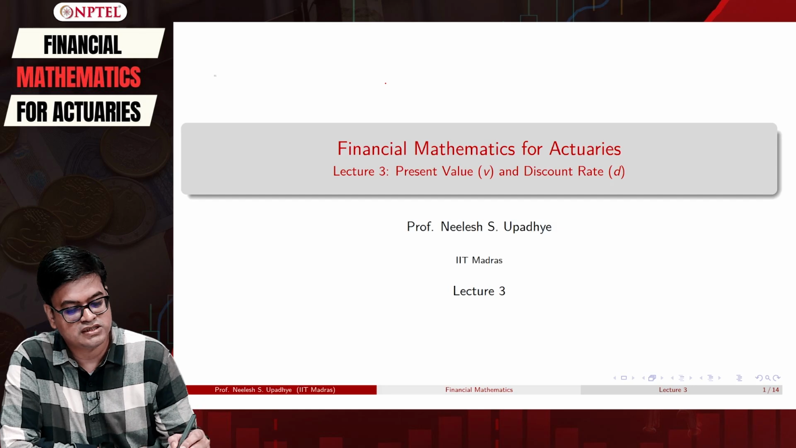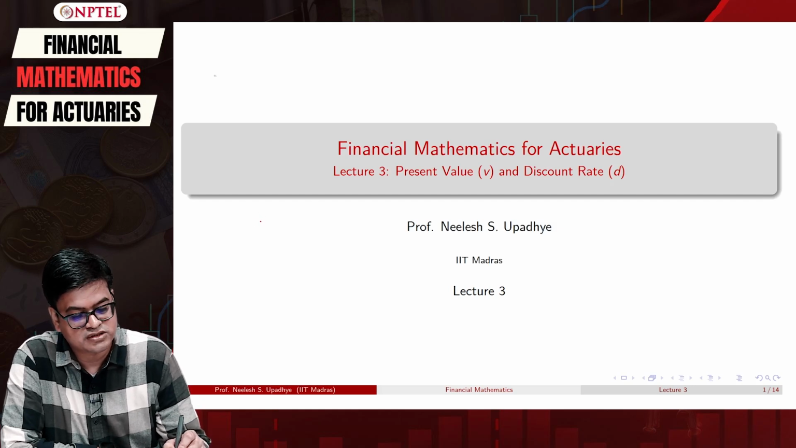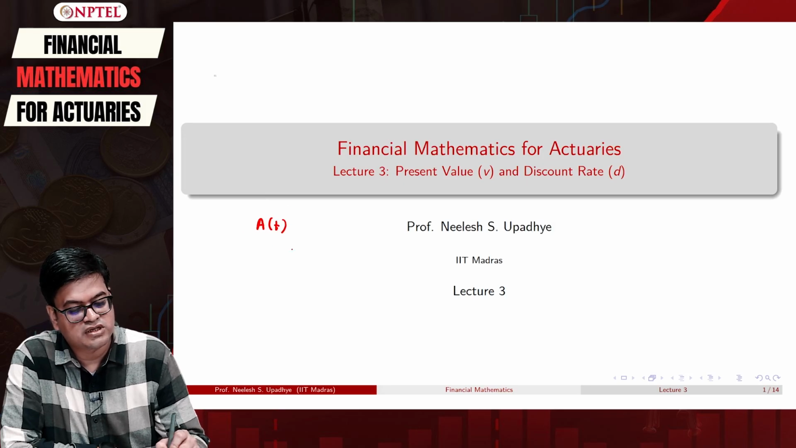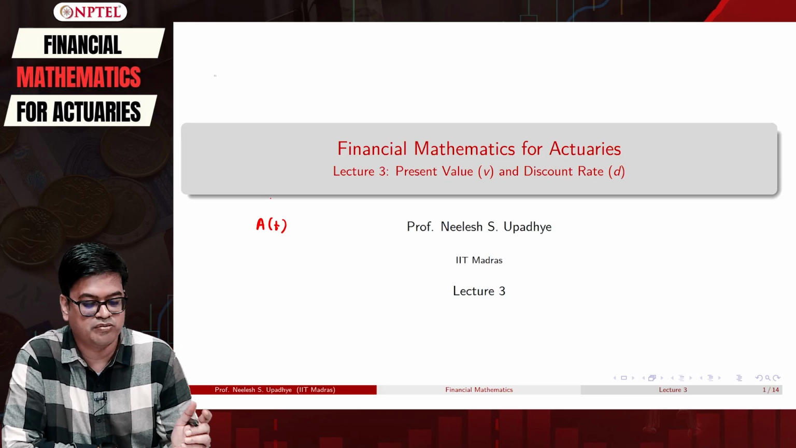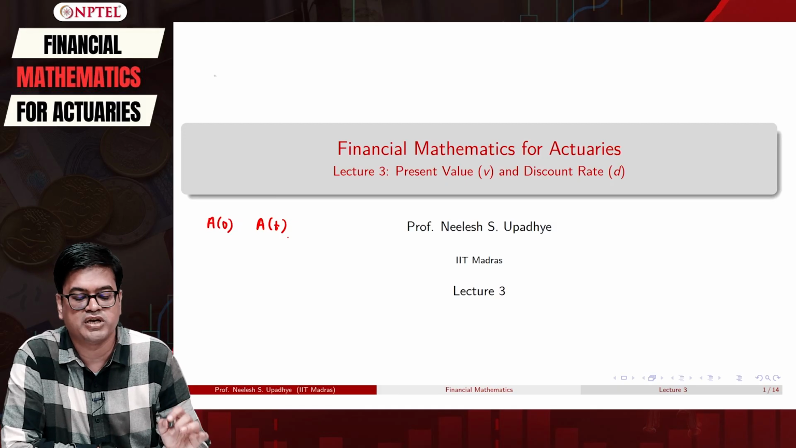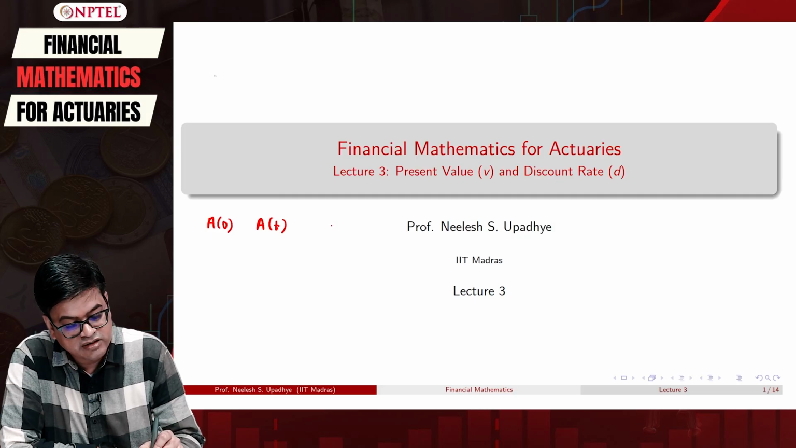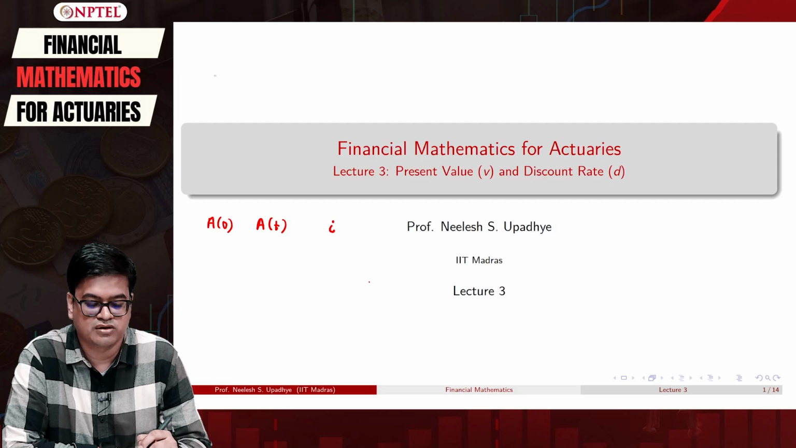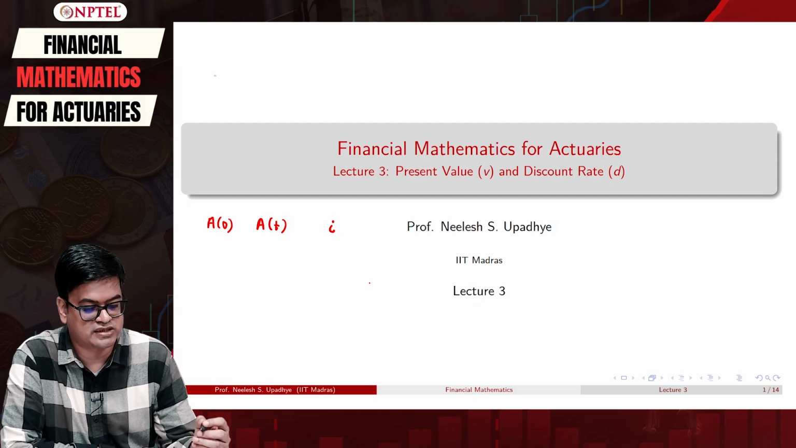We have already seen two important functions. One is the amount function, which is denoted by A(t). This denotes the accumulated amount up to time t, starting from period A(0). And we have explicitly derived many relationships. In that came one factor called i, which we called the interest rate.